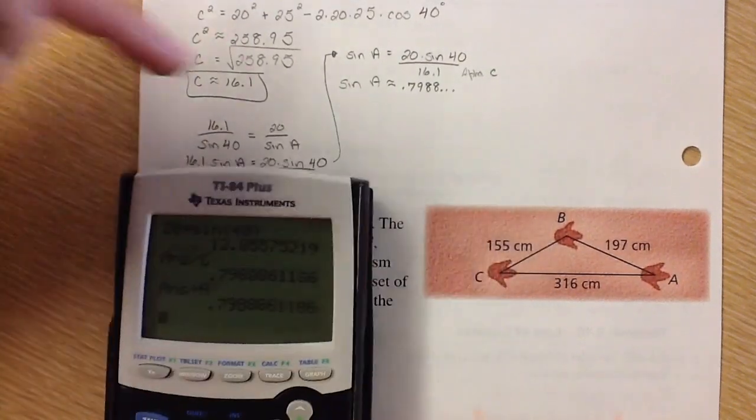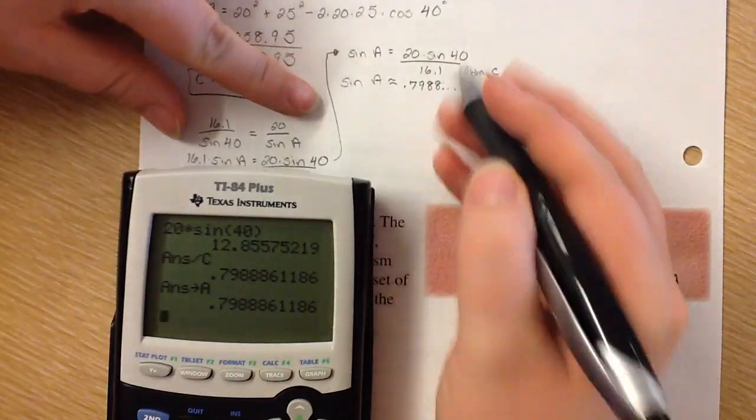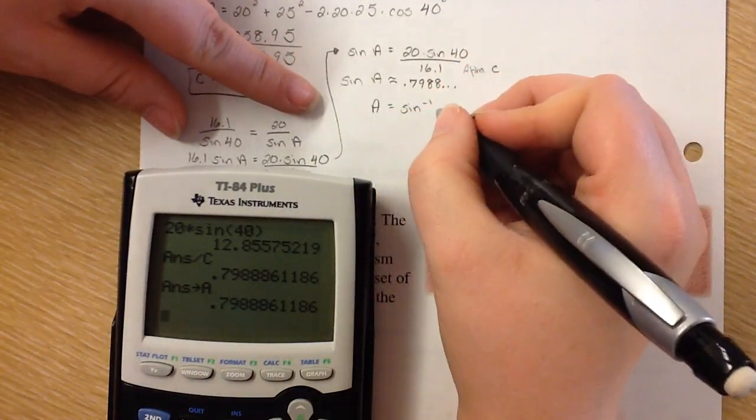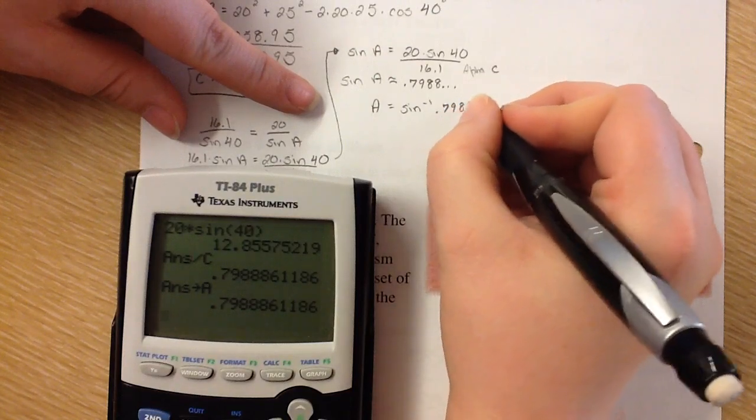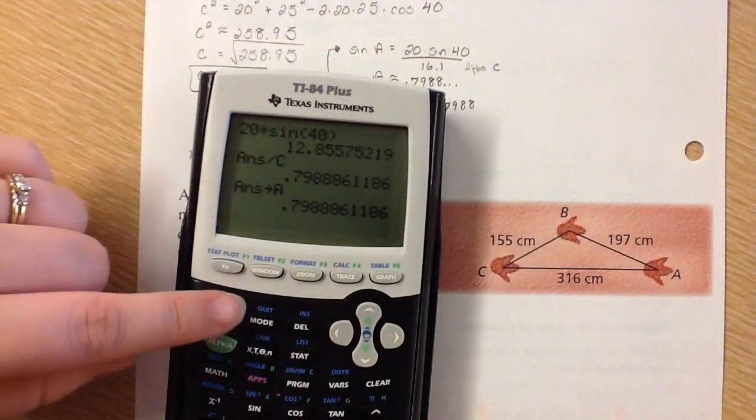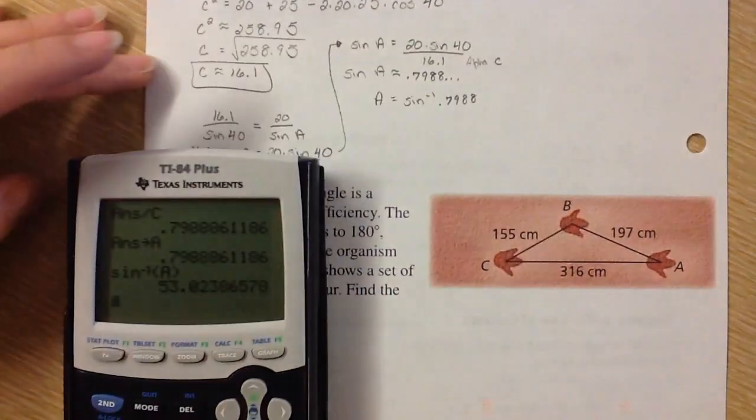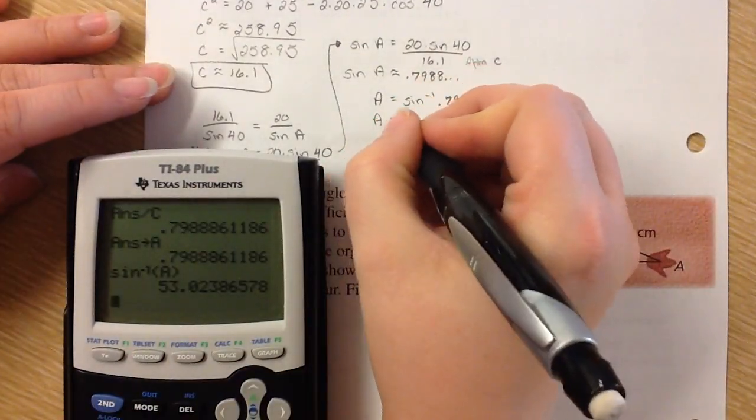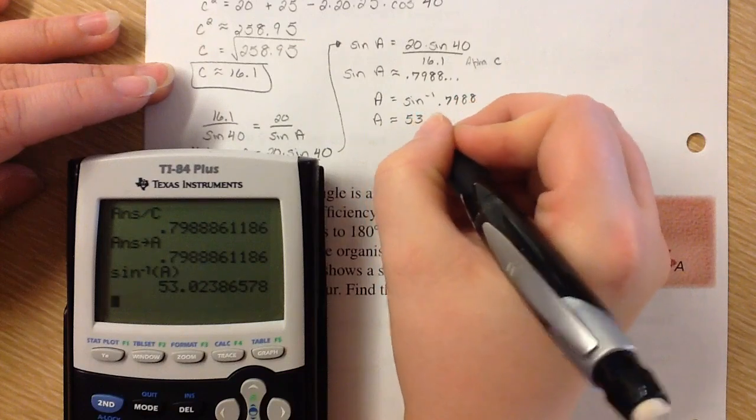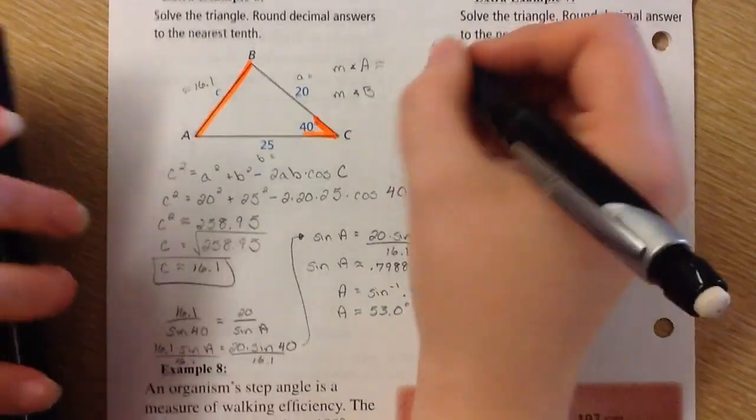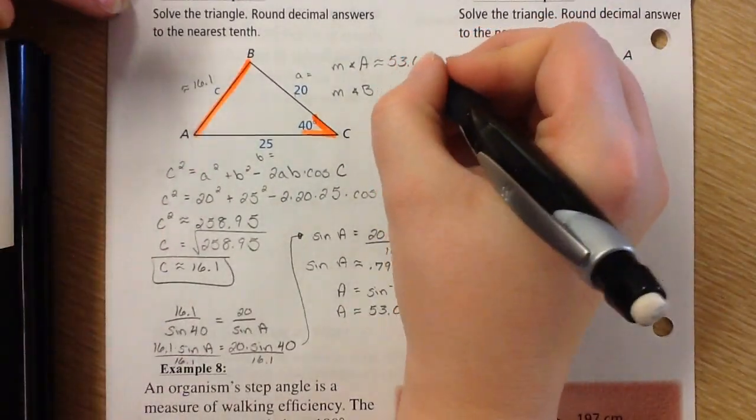Okay, so then if the sine of angle A is that, then A is going to be equal to the sine inverse of 0.7988. So I need the sine inverse of my alpha A, 53. So A is approximately equal to 53.0 degrees. So the measure of angle A is approximately 53.0 degrees.